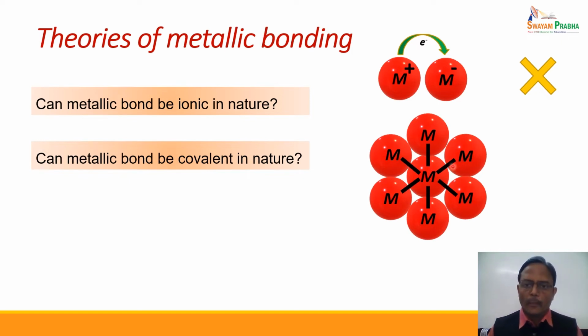Now, is it possible for any atom to form that many covalent bonds? Definitely not. It means that the metallic bond is definitely not a covalent bond. So, metallic bond is neither an ionic bond nor a covalent bond.